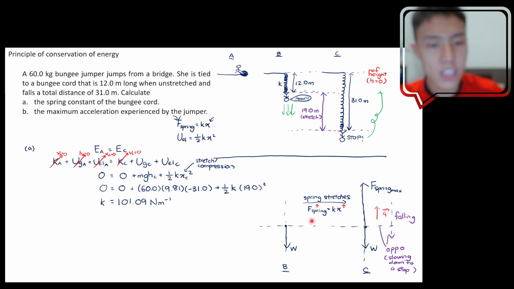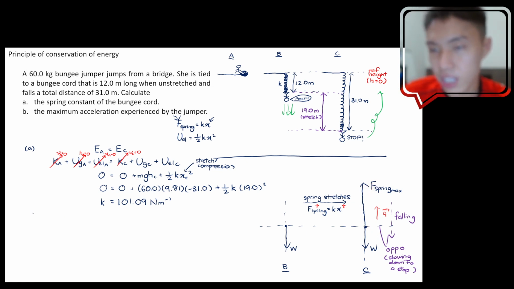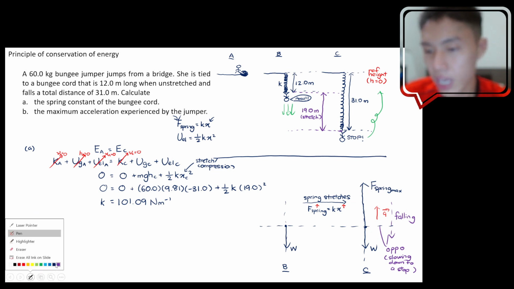So the net force here will go from W pointing downwards, slowly decrease until the F spring cancels out the W at some point in the middle, and as you continue to progress, this F spring will largely exceed W, then your maximum acceleration will be pointing upwards. So let's try to solve this question by finding the maximum acceleration at point C.